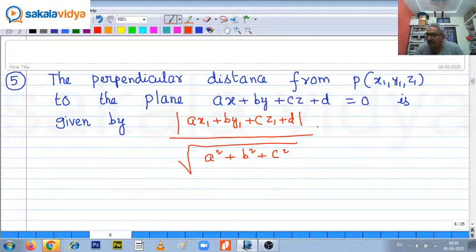It is just like the length of the perpendicular distance from (x1, y1) to the line ax + by + c = 0. That is modulus of ax1 + by1 + c upon root of a square plus b square. If you remember that one, the same can be applied to the plane equation also. So okay, I won't do it in detail. So now this is the formula.